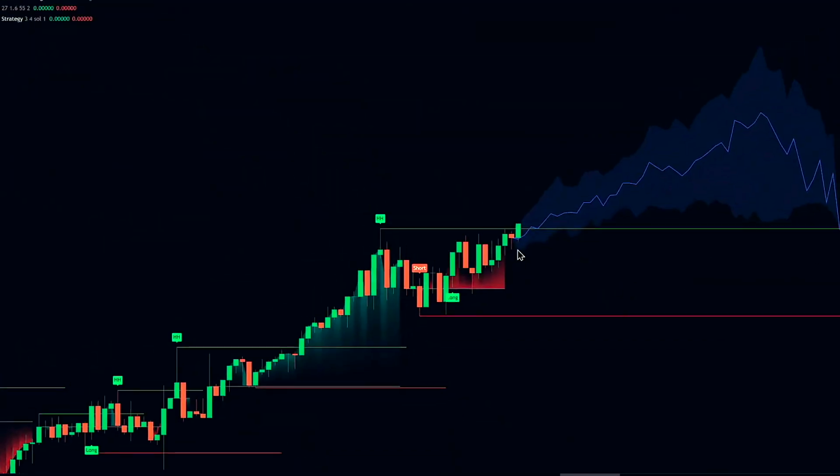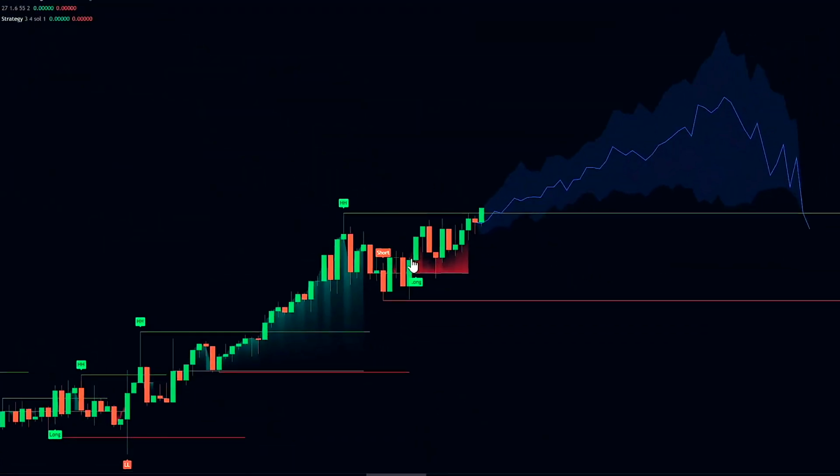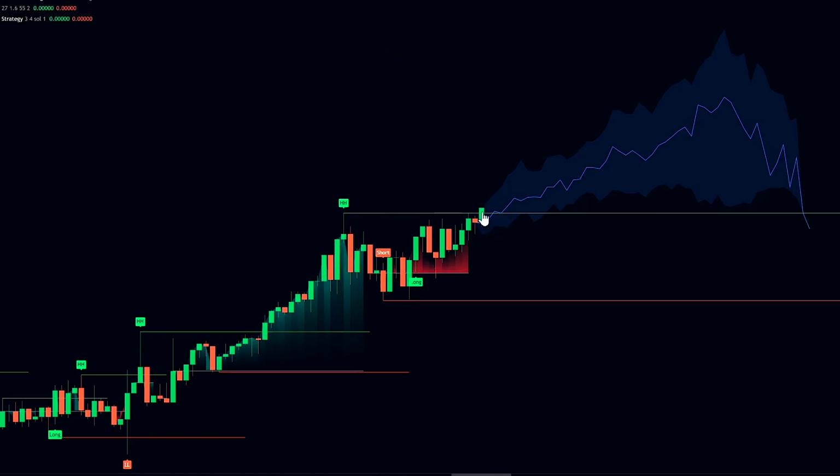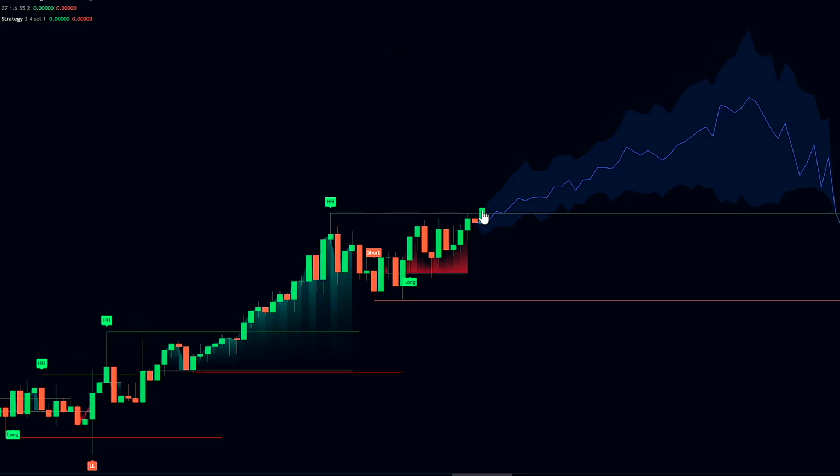Let me break it down. First, look for a moment when the price breaks and closes above the most recent higher high level. So here's our previous higher high, and this candle breaks and closes above it. That confirms a bullish trend is forming.